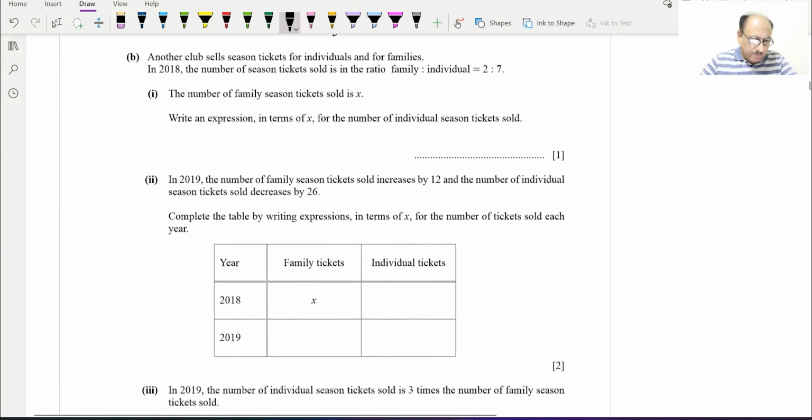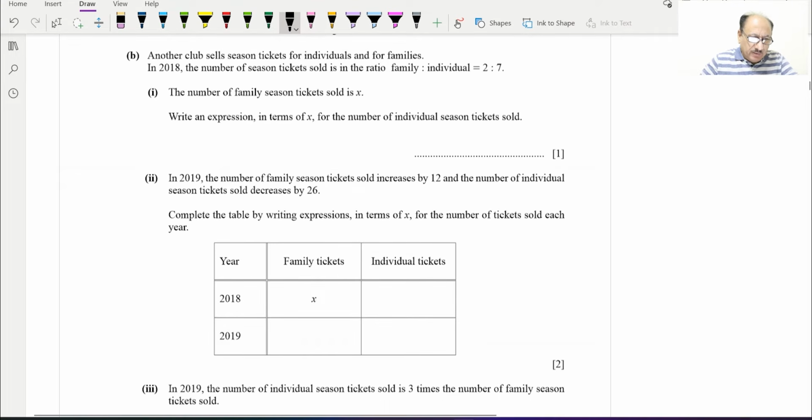Hopefully you understood this. Now this B part, another club sells season tickets for individuals and for families. In 2018, the number of season tickets sold is in the ratio of family to individual is 2:7. Part 1, the number of family season tickets sold is X.